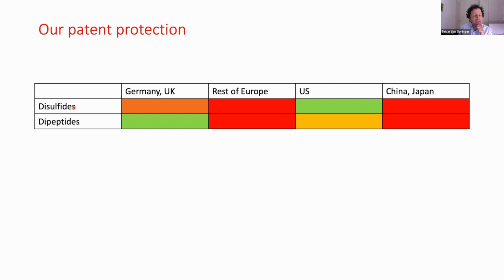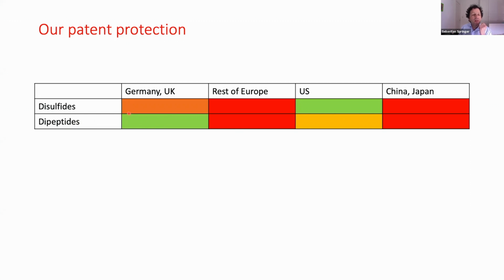Let's say, for the sake of the argument, that we have two different separate patents. One of them I will call here disulfides. The other one I will call dipeptides. And you can see that, for example, for this dipeptides patent, there is very good protection in Germany and the UK. There is no protection in the rest of Europe. There is relatively good protection, something in between, in the US. There is no protection in China and Japan.